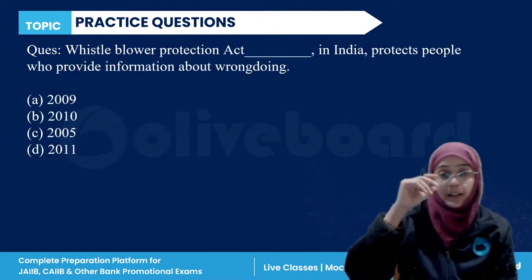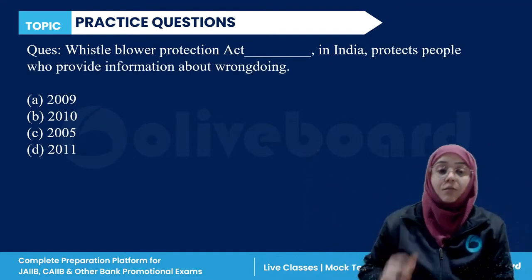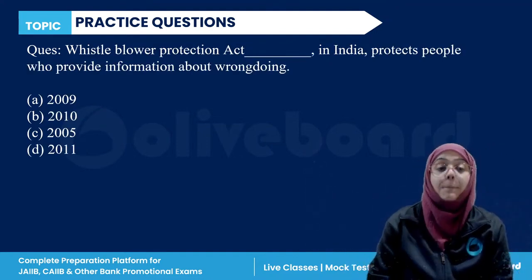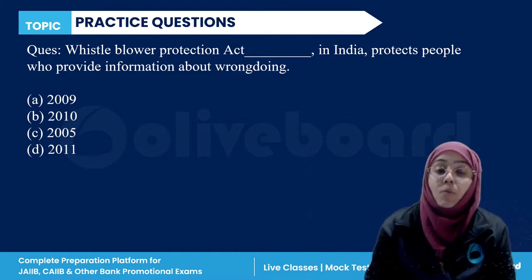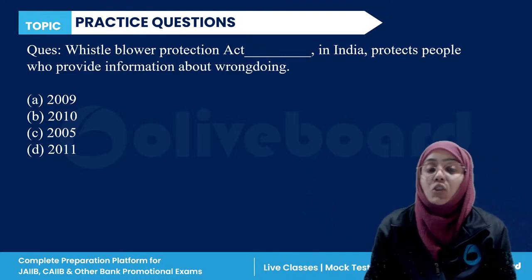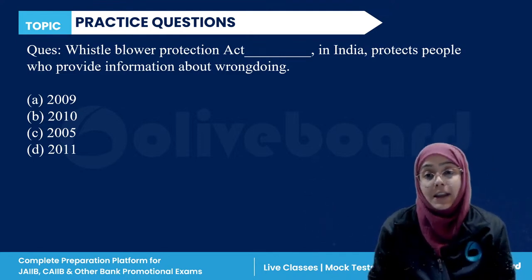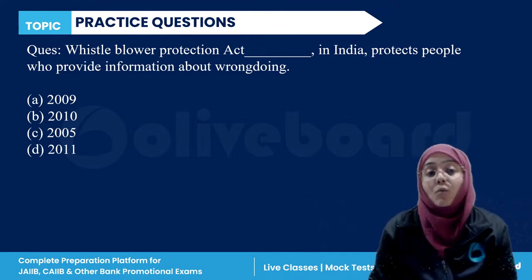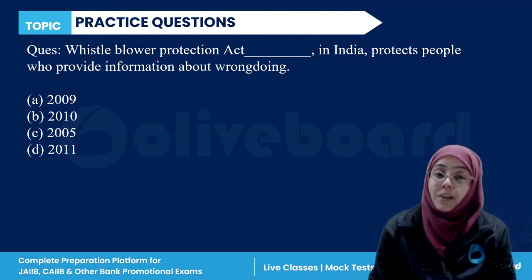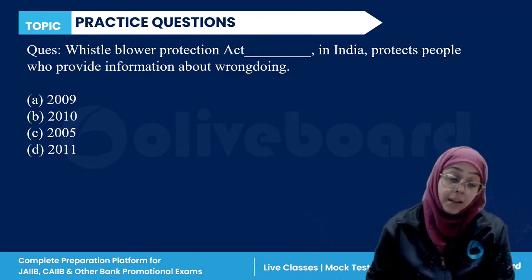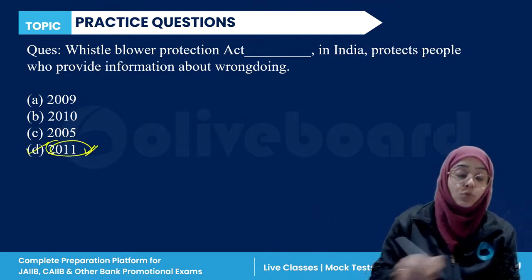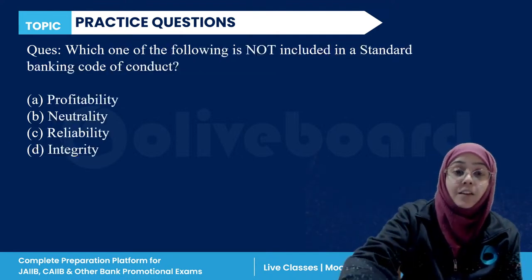Very good. Next, the Whistleblower Protection Act, dash, in India protects people who provide information about wrongdoing. 2009, 10, 5 or 2011. Yes, so the correct answer is D, 2011.